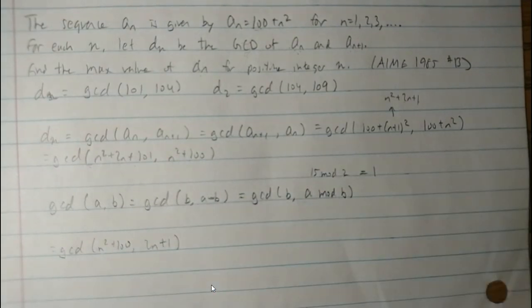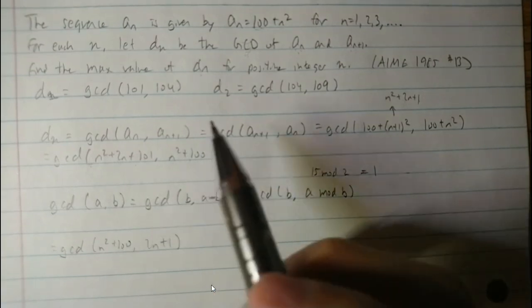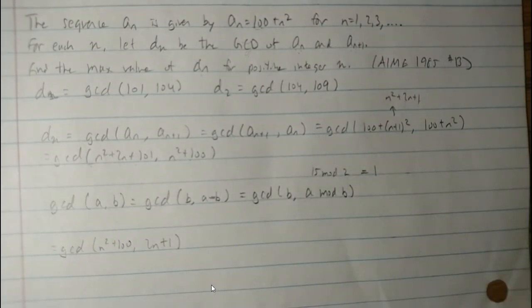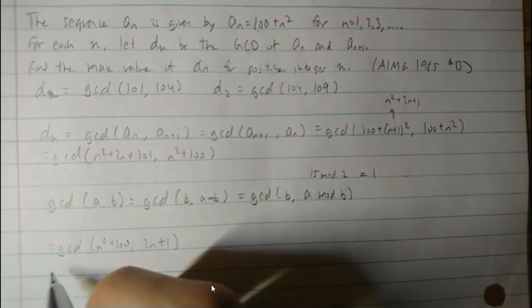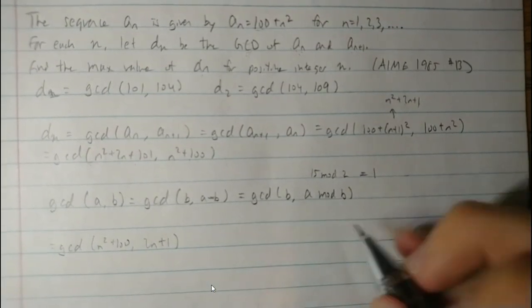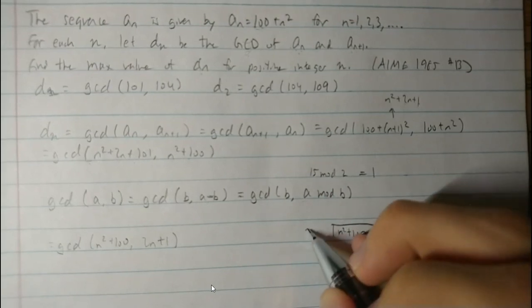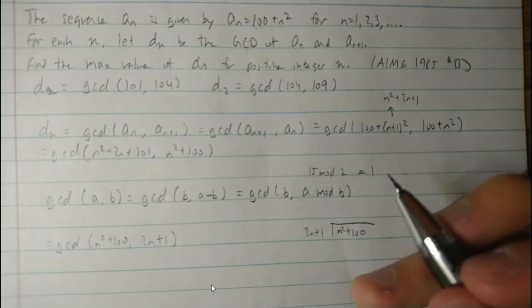Great. We still have n's, and we want to try to get rid of them. So we'll see if we can do anything else with them. Obviously, this n squared plus 100 will probably be bigger than 2n plus 1. Let's see if we can do the Euclidean algorithm again. Here, let's try the division method. n squared plus 100 divided by 2n plus 1. Polynomial long division works the same way.